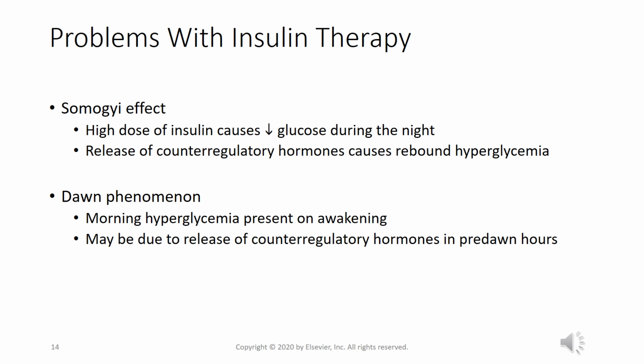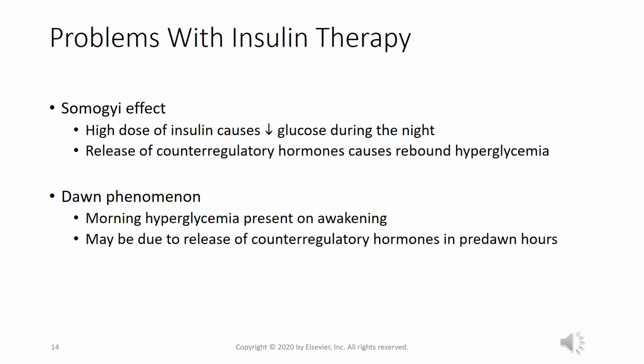So when you're looking at dawn phenomenon, these patients also wake up in the morning and they are hyperglycemic. So the morning is the same. But what's happening with dawn phenomenon, they actually have increased production of counter-regulatory hormones, and they are hyperglycemic. So they have increased growth hormone and cortisol that's causing their hyperglycemia, and they actually do need more insulin. So two very different things going on and different treatments.